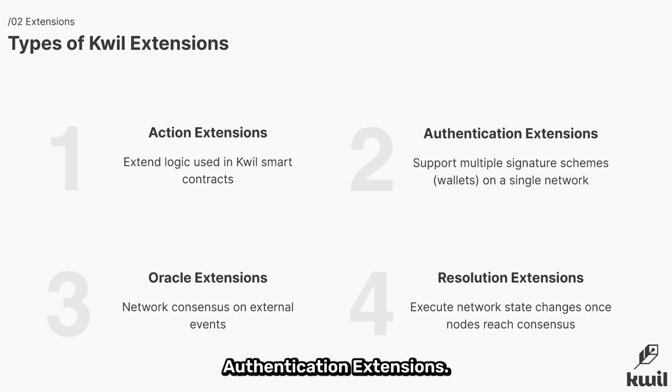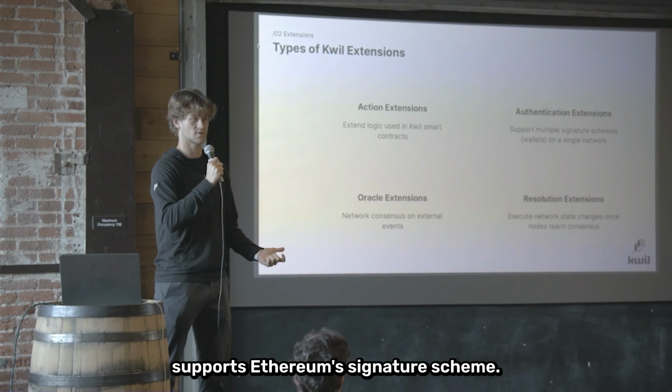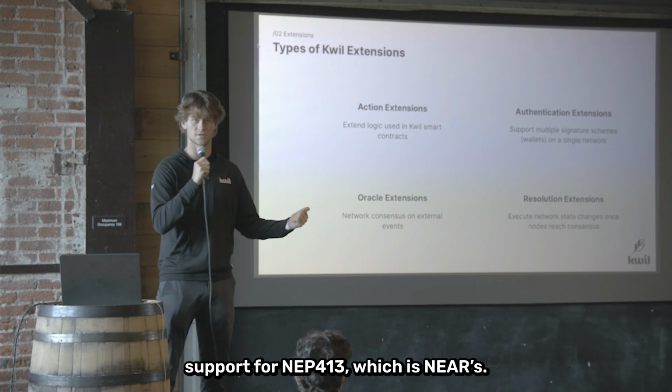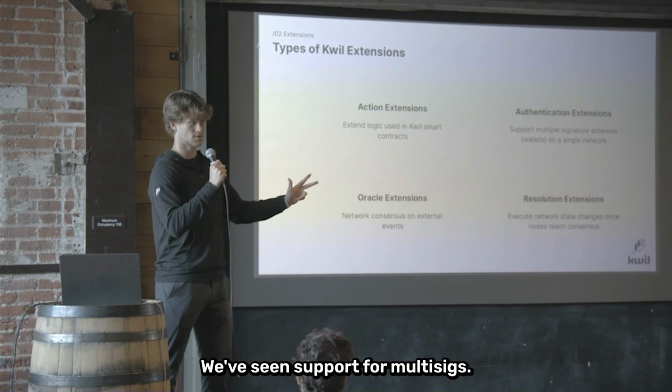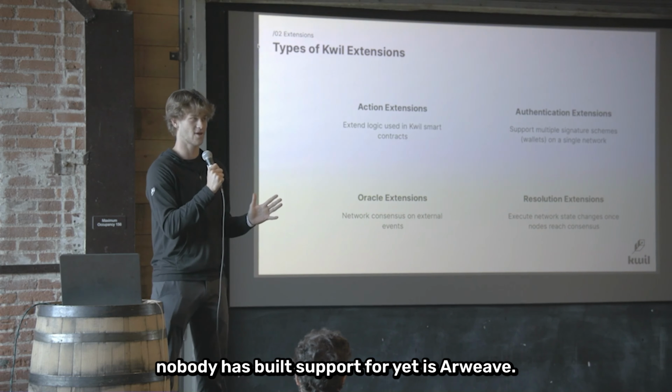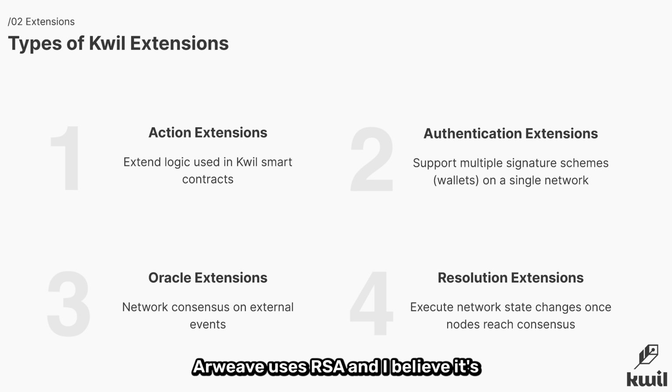We also have what we call authentication extensions. This allows you to build custom asymmetric signature schemes. For example, Kwil by default supports Ethereum's signature scheme, but we've seen people build support for NEP 413, which is Near's. We've seen support for Solana. We've seen support for multisigs. And actually, the only major ecosystem nobody has built support for yet is Arweave, I think because Arweave uses RSA, and I believe it's the only major chain that uses RSA. That is something we would love to support, and you could literally do it in 80 lines of code.